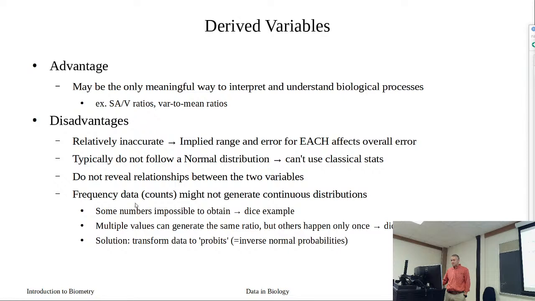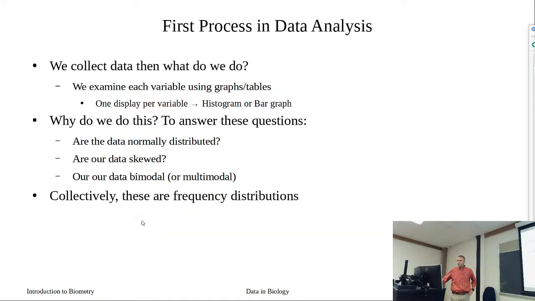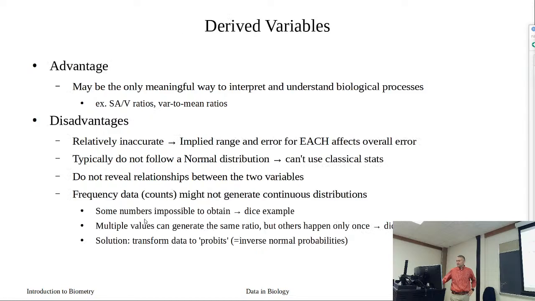So when you have these frequency data and counts and you start to utilize them in some of the derived variables, oftentimes we're going to have to account for this possibility that we don't have a continuous generation in our analysis. And I put here a solution to transform data to inverse normal probabilities. Don't have to know that at all. Questions on derived variables?